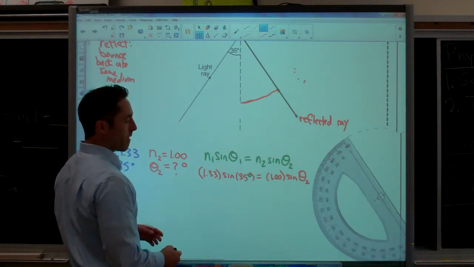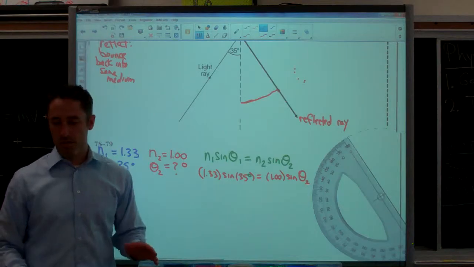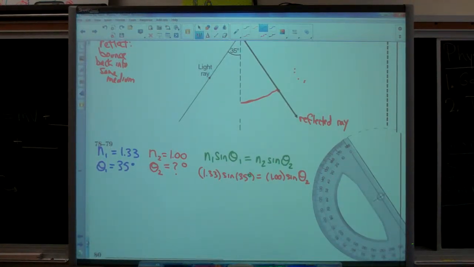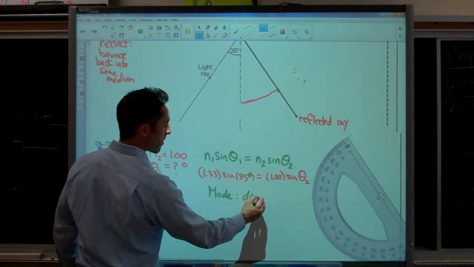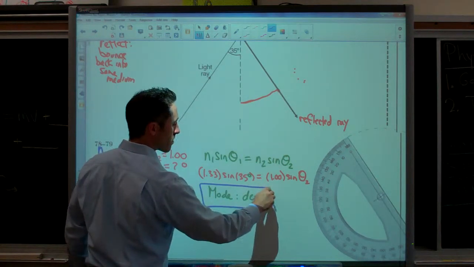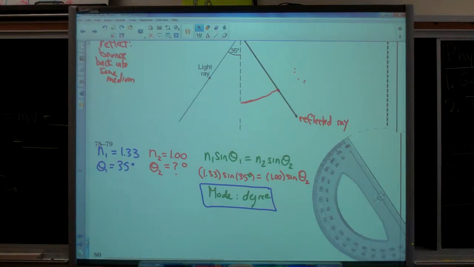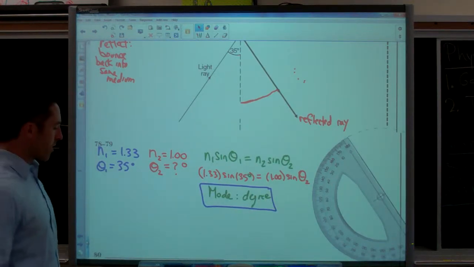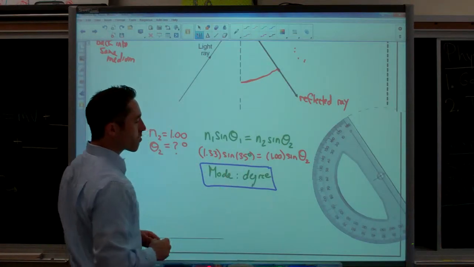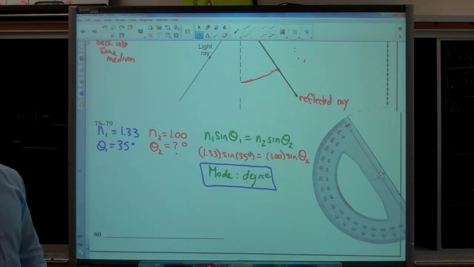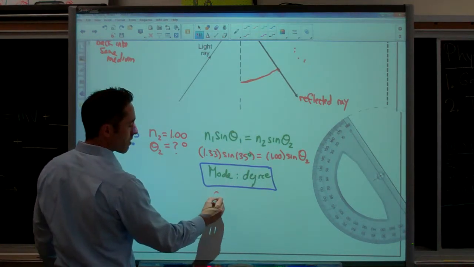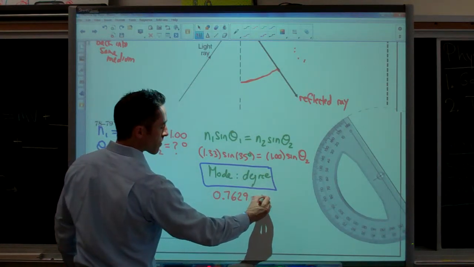Anyway, you solve this problem, and I'll actually do a bit of the math here in case it's somewhat unfamiliar to you. So if we start out, you can do 1.33 times sine of 35 degrees. Make sure that your mode is degree. Don't write this on your paper, but just make sure your mode is degree for the entirety of the Regents. So 1.33 times the sine of 35 degrees gives you 0.7629 rounded. When you estimate, or when you round, a trig function, sine, cosine, tangent, go to at least 3 sig figs. I'd say go to 4 sig figs, just to be safe. So, you can divide both sides by 1. So you're going to end up with 0.7629 equals sine theta 2.